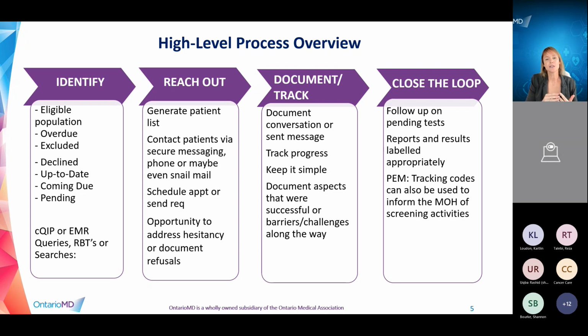The guidelines for these are: breast cancer screening is females 52 to 69. Cervical cancer screening is females 23 to 69, and colorectal cancer screening is for patients 52 to 69 years of age. You may already have, or the ability to create, searches, queries, or RBTs to find not only your overdue, but your excluded, declined, etc.